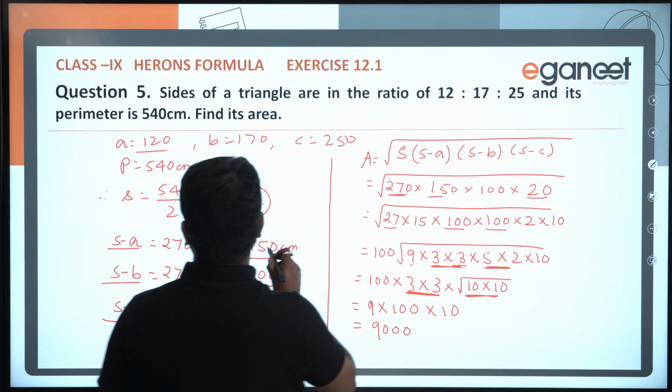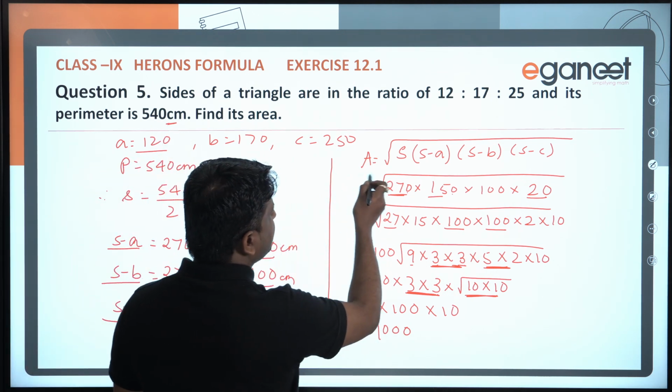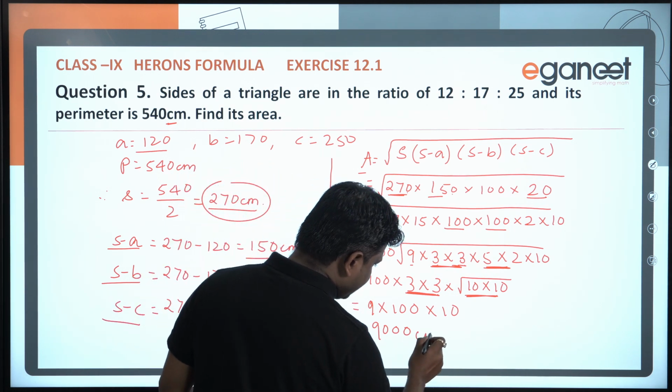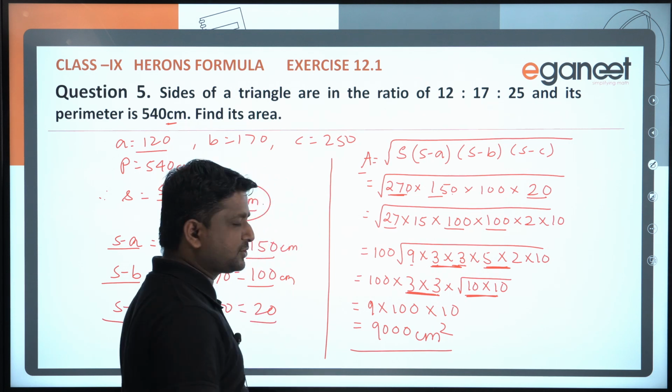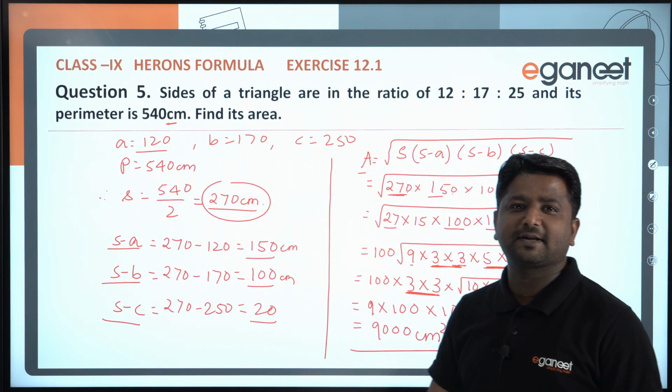Now we have the perimeter in centimeters, and all the sides in centimeters. So can you tell me what will be the unit of area of the triangle? It will be centimeter square. Well students, I hope you have very well understood how we found the area of the triangle here.